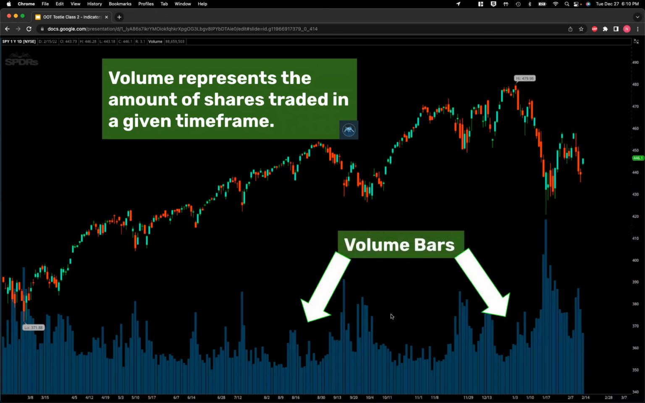If you look to the bottom of these charts, you can usually see these volume bars at the bottom. Sometimes they're depicted in different ways, but these bars down here represent the volume bars. And you can see this histogram has some high points and some low points, and we'll talk a little bit more about that in detail.